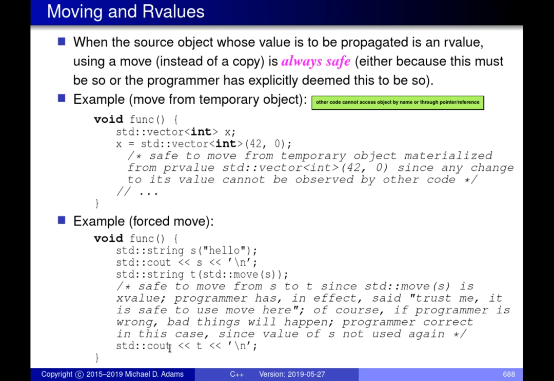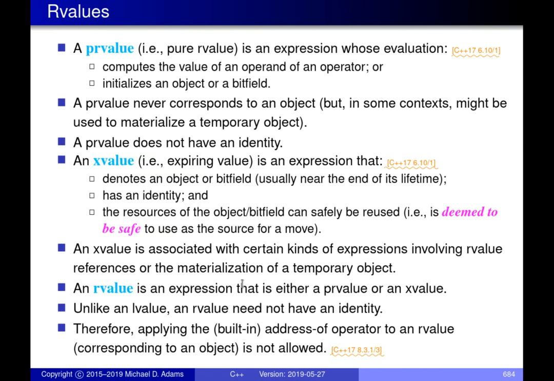Yeah? So does the original string s get cast to an xvalue in this case? So essentially, std::move of s is, more generally, an rvalue, but the specific flavor of rvalue that it is would correspond to an xvalue. I think if we back up a few slides here.